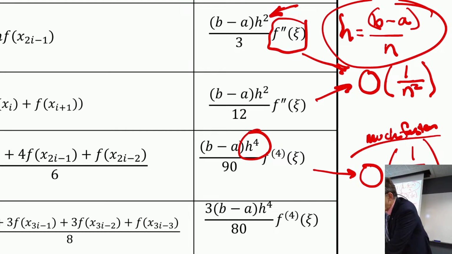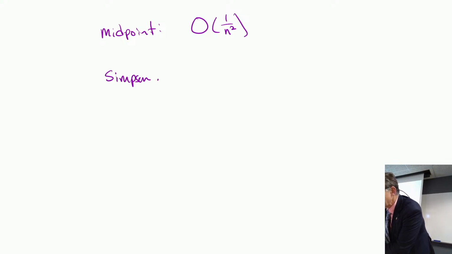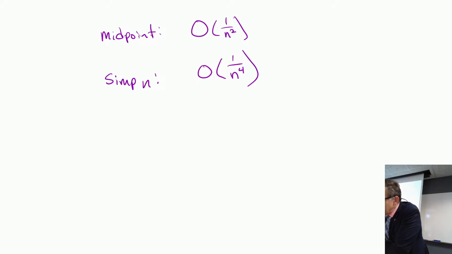So that's what we want to explore today. So let's go and grab this. So let's see. First of all, I'll put this down as midpoint is on the order of 1 over n squared, and Simpson is on the order of 1 over n to the 4th. So with this in mind, let's see if we can predict how many iterations we're going to need to get to a certain, how close we're going to get based on some stuff.